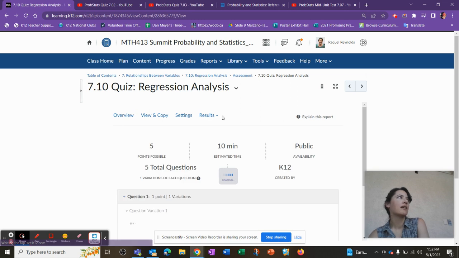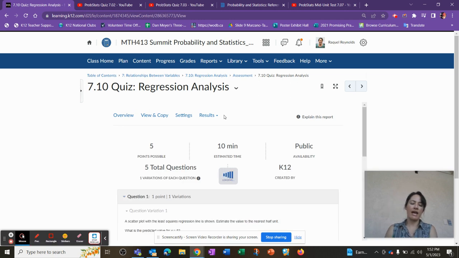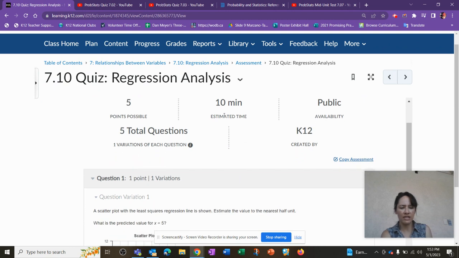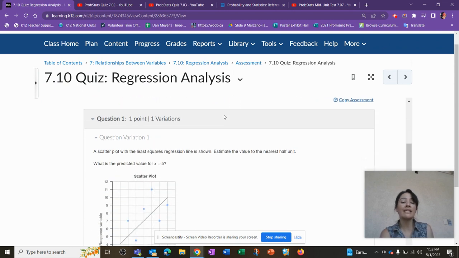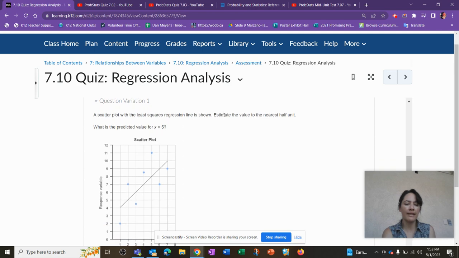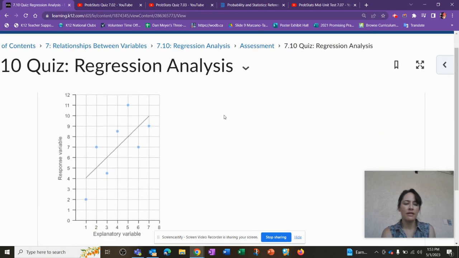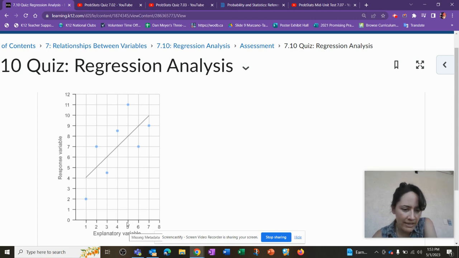A scatter plot with the least squares regression line is shown. Estimate the value to the nearest half unit. What is the predicted value for x? At this point, we're going to look at x equals 5. Explanatory variables are on the x-axis, response variables on the y-axis. We're looking for the predicted value at x equals 5. Here's 5, we scroll up. 8, because the line is the predicted value. The actual value is 11. So the residual is 3.